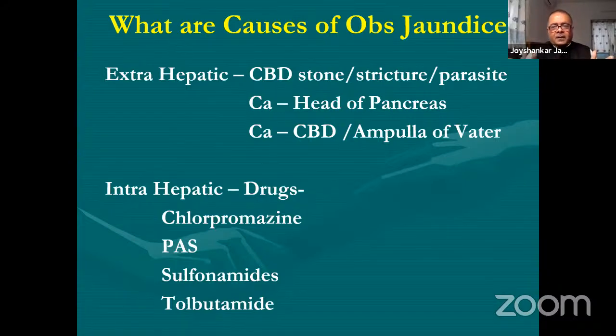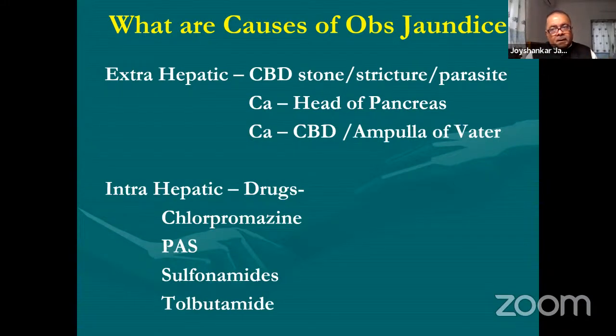So again, we classify extrahepatic causes and intrahepatic causes. Extrahepatic causes, you know, are CBD stone or a stricture of the CBD or parasites in the CBD, carcinoma of the head of pancreas or carcinoma of the common bile duct or the ampulla of Vater. Intrahepatic causes could be drugs like chlorpromazine, PAS, sulfonamide, and tolbutamide.